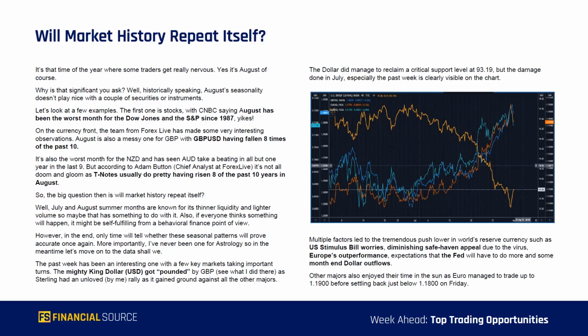Multiple factors really led to that tremendous push lower in the dollar. A few of them were the US stimulus bill worries, diminishing safe haven appeal, Europe's outperformance, expectations that the Fed will do more, and of course strong month-end dollar outflows. We have had other majors as well enjoying their time in the sun, like the euro that managed to trade up all the way to 119 in the week before settling back just below 118 on Friday.